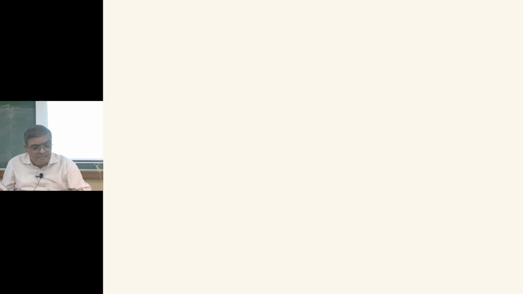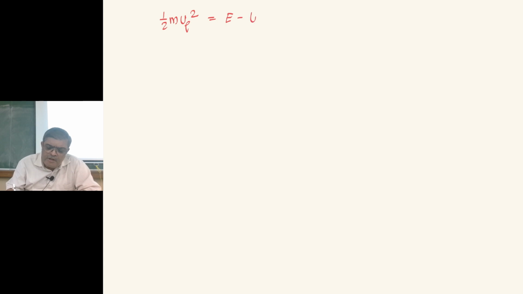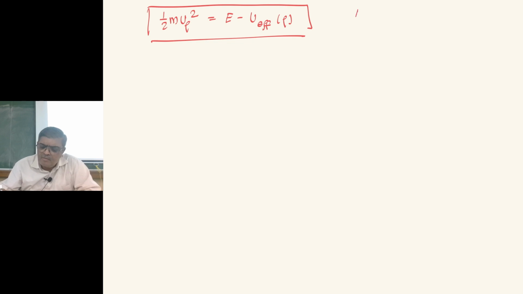Let me start. So I think last time I did derive this equation, which is 1/2 m v_rho squared is equal to E minus the effective potential of rho. Is everybody aware of this?